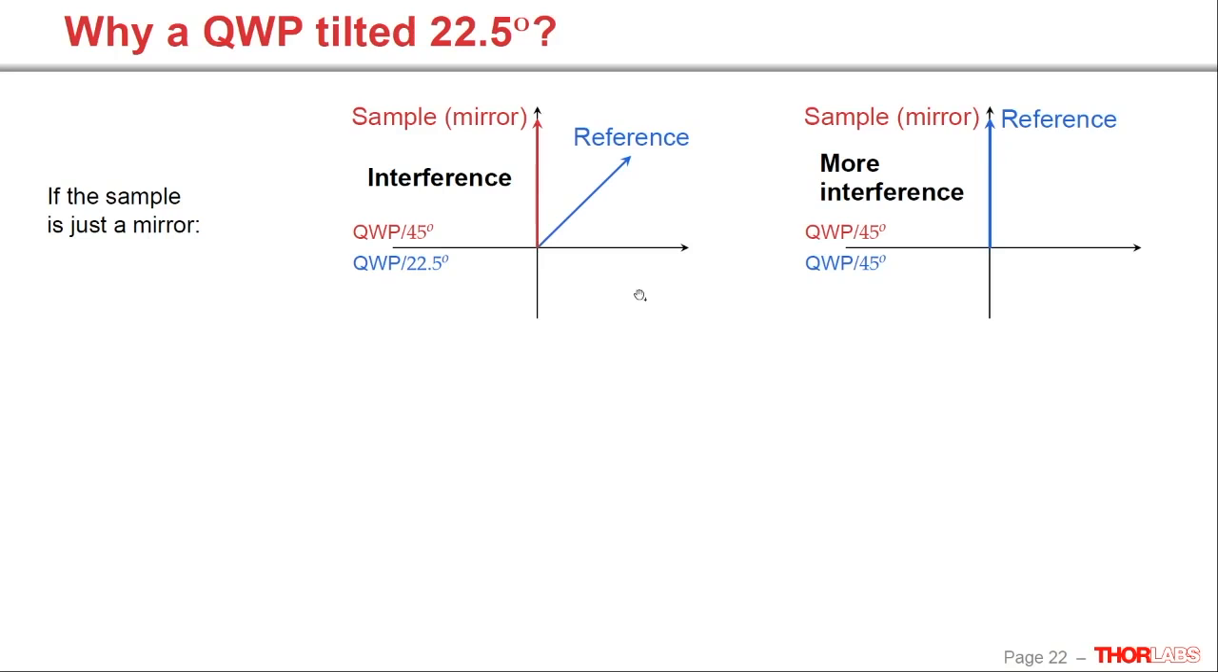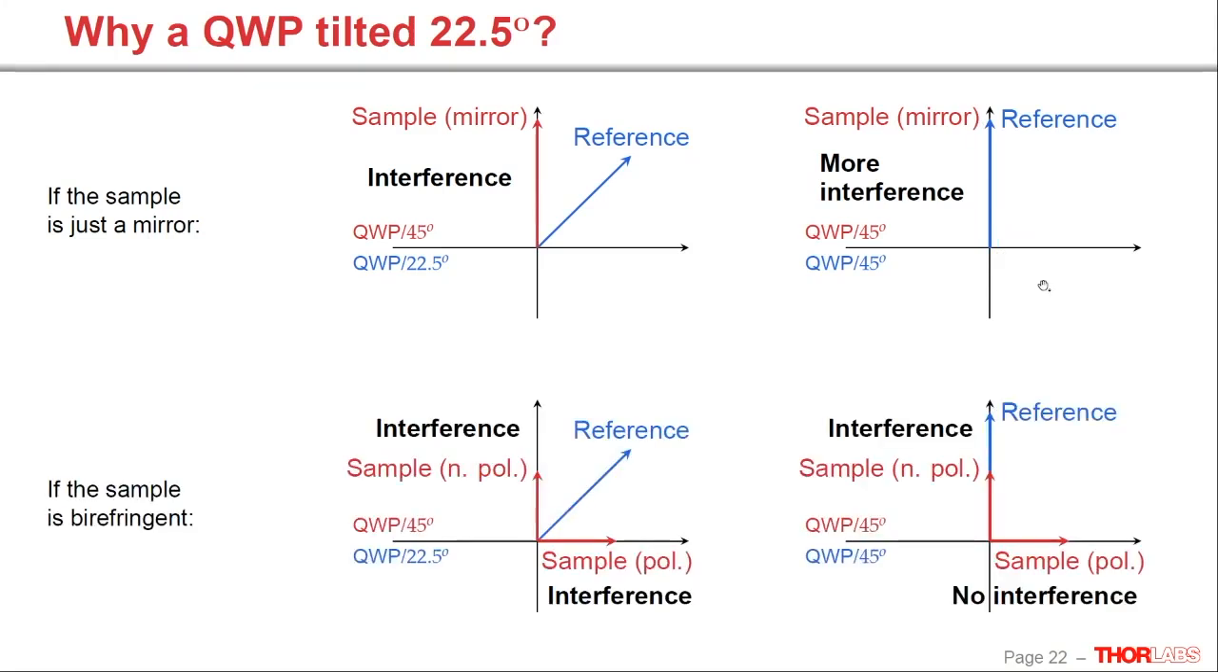One could ask, okay, if both were at 45 degrees, then the interference pattern could be stronger. But if the sample is birefringent, it's not just a mirror, then the sample will also produce part of the signal in the other axis. If the reference is at 45 degrees, then it may build interference pattern with both of them. If both quarter plates were tilted at the same angle, then that could be impossible.